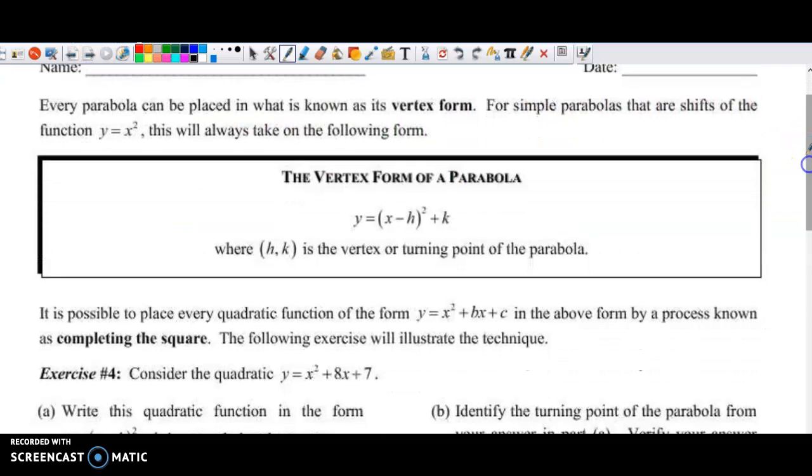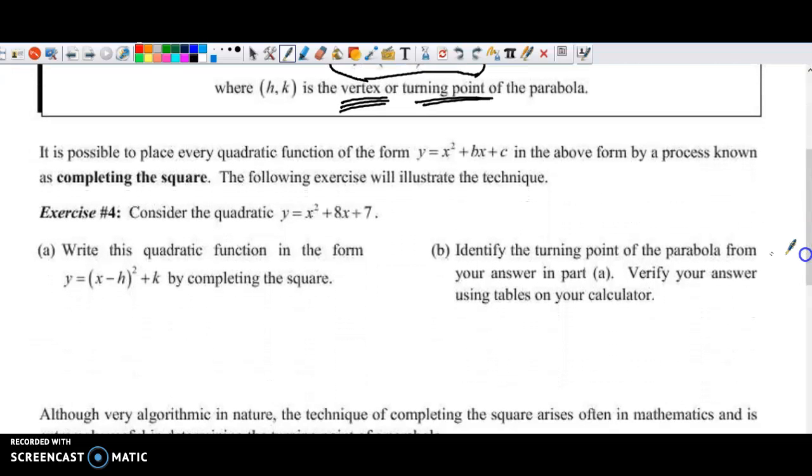And I already warned you that this is how you're going to see it. So if you were already looking ahead, that's your vertex form, or the turning point of the parabola. Let's get into a little bit of the trickier things that you'll have to do. In this first example, you want to rewrite it from this form, where it's y equals x squared plus bx plus c, into this form.